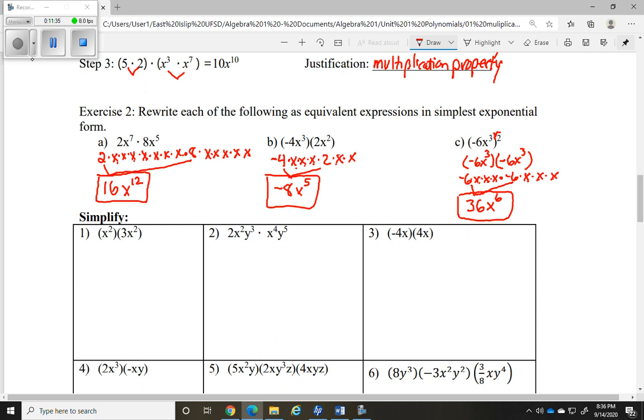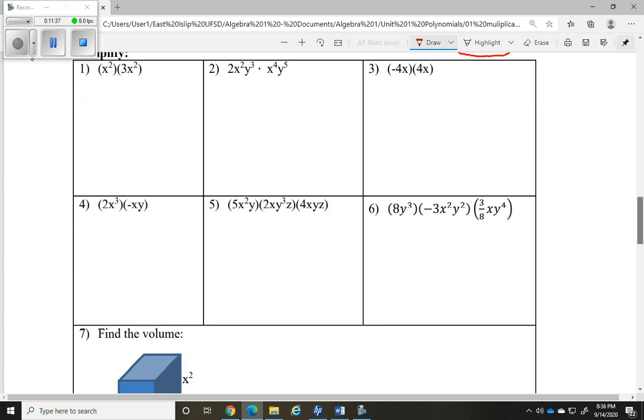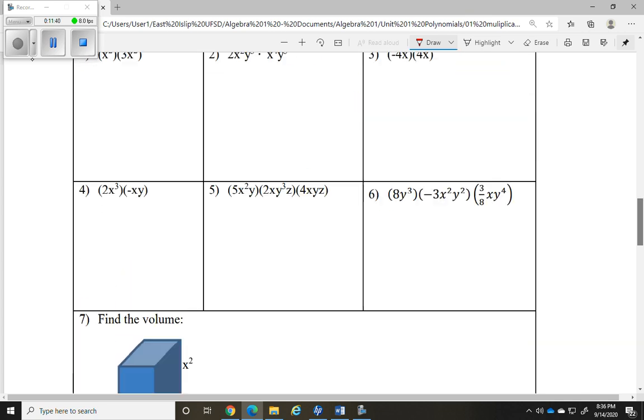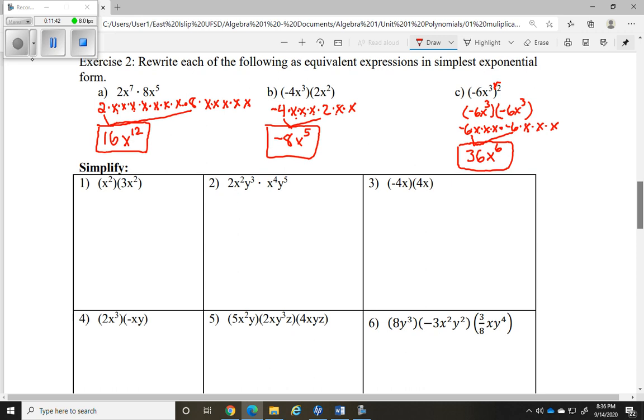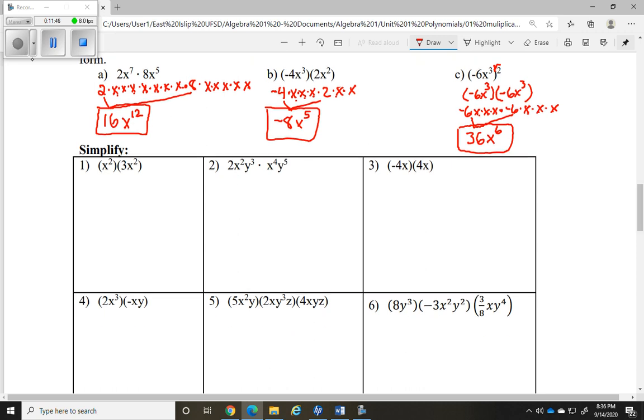And then what I would like you to do is try some of these on your own and then check with me on your answers. So I'm going to ask you to hit pause and do these and then check with me on how I did them.